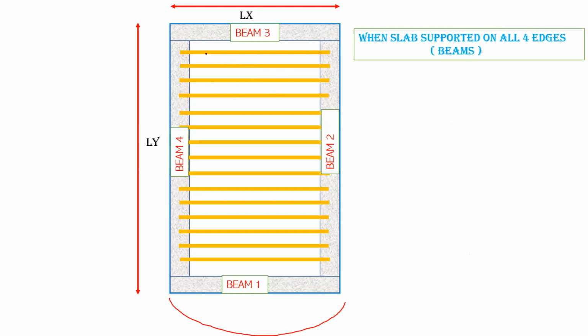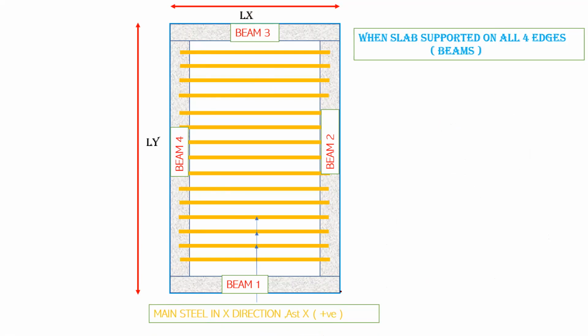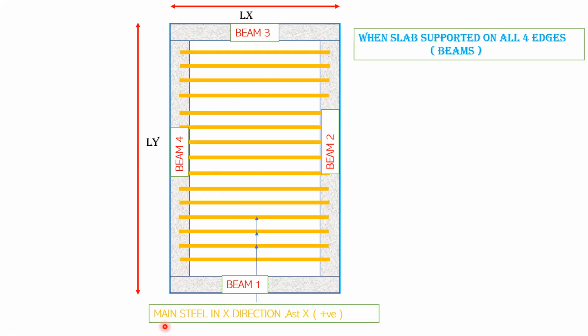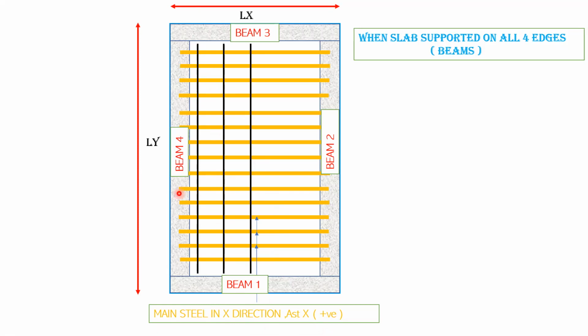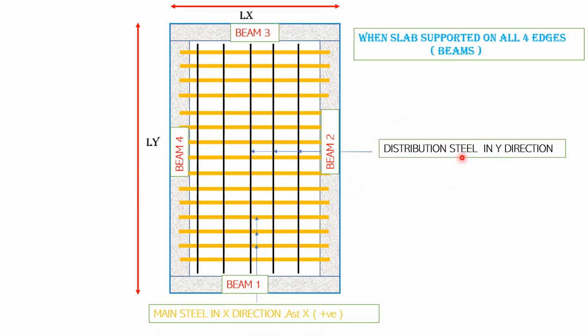In the same way, in the other direction, I need to provide the distribution bars. These bars are called main steel in the X direction. We call this the area of steel in the X direction, which is called positive reinforcement. And what about these other bars? These are my distribution bars. All these distribution bars are provided along the LY direction, on the longer span. This is the distribution steel along the Y direction. So this is how it is.